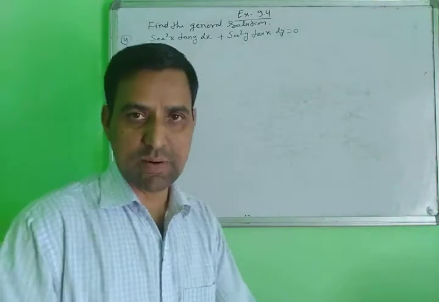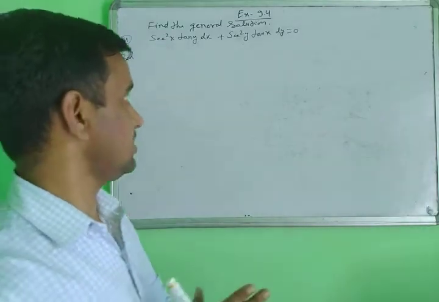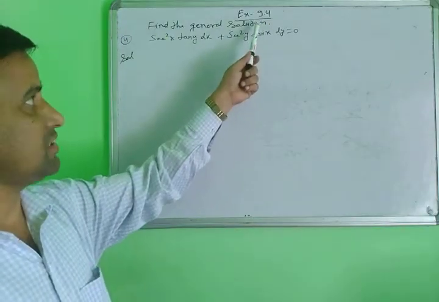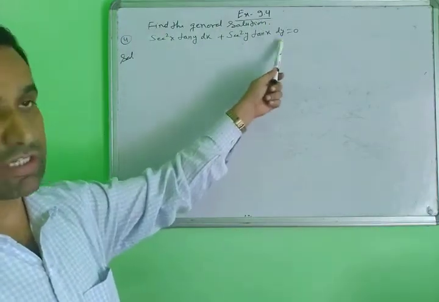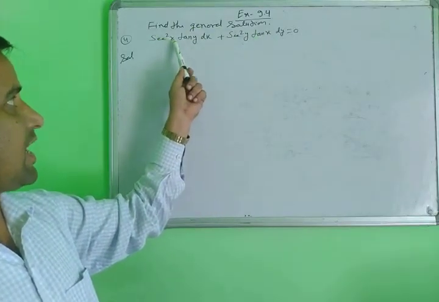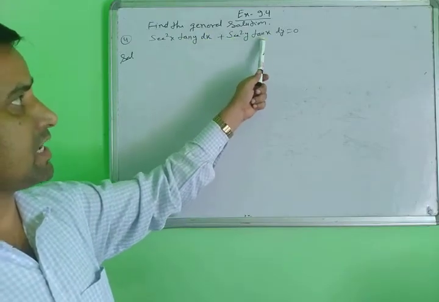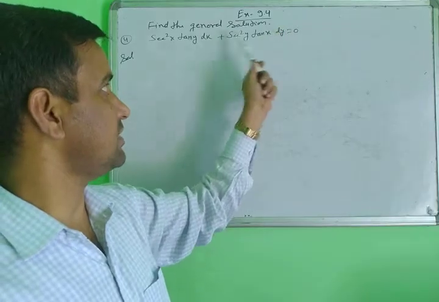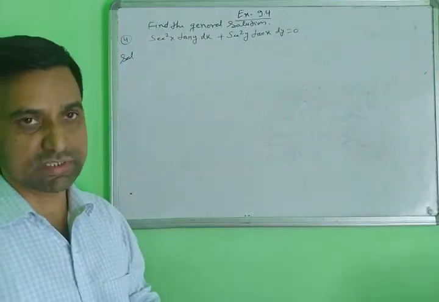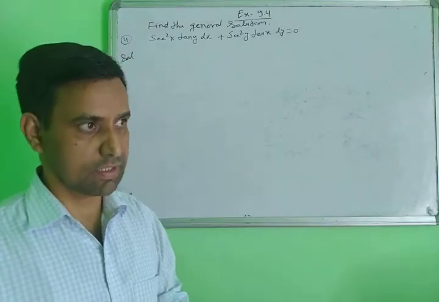Yes, students, next I am taking question number 4. This is a very important question and a different type of question in this exercise. Same thing here, find the general solution of this differential equation: sec square x tan y dx plus sec square y tan x dy equals 0. First you will separate the variables, then integrate, and then you will find the general solution of the given equation.